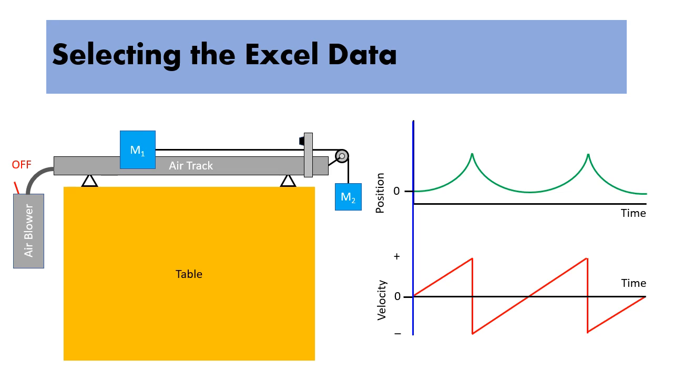In the Excel spreadsheet that you have been provided, there are 3 separate worksheets or trials that contain values for the glider's position, velocity, and acceleration. Note that each trial uses a different mass for the glider and the hanging mass.